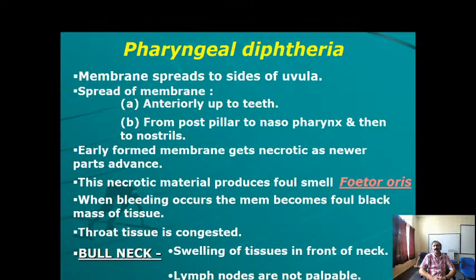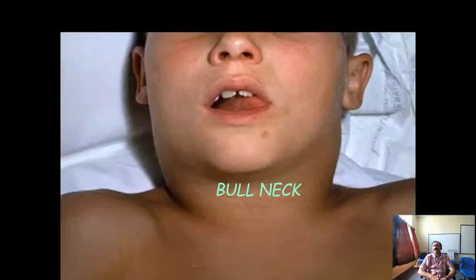The throat is congested, and generally the patient, if he is not treated well in time, will have a bull neck, because there is swelling of the tissues and swelling of the lymph nodes. So all these things result in the whole neck getting swollen, what we call a bull neck. The patient is drowsy, pale and tired. This is a bull neck. If you see the sides of the neck, they are filled up, swollen due to the swelling as well as the lymph nodes.